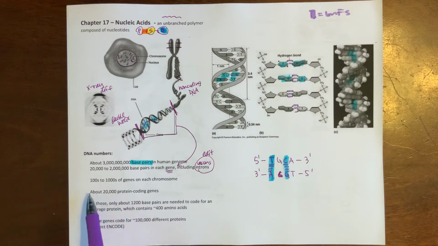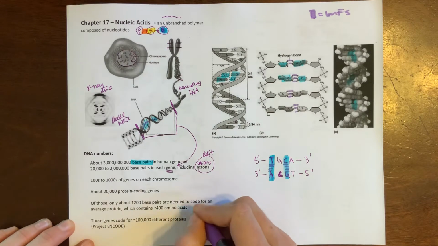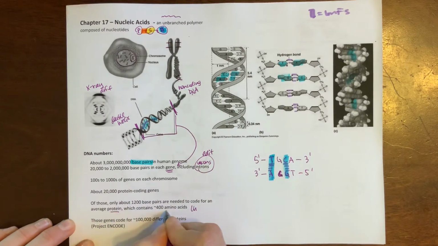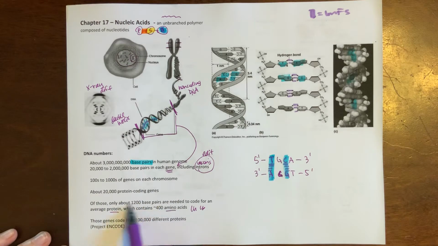In a human, we have about 20,000 protein coding genes. And of those genes, only about 1,200 base pairs are needed. So remember, there were 20,000 to 2 million base pairs per gene, but we only need a small fraction of those to make a protein. A protein's going to have around 400 amino acids. And we saw those proteins and amino acids back in chapter 16, right? So there's a lot of editing that goes on where I don't need all those base pairs to make a protein. Now here's something very cool.